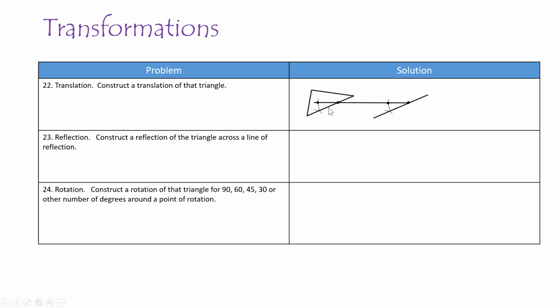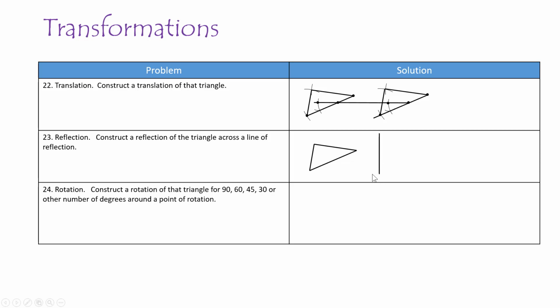Okay. Then we measure. Now we're going to copy the length of the first side. So we do that. We measure the length of the first side and we mark it. Measure the length of the second side and we mark it. Measure the length of the third side and mark it. And we fill in the second and third side, and we've moved the triangle, and it's oriented the exact same way.